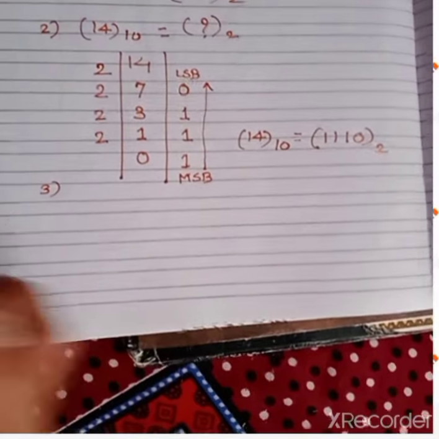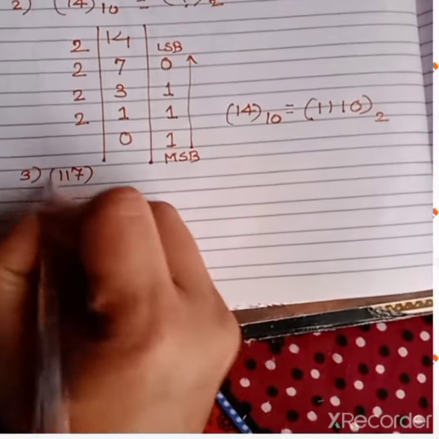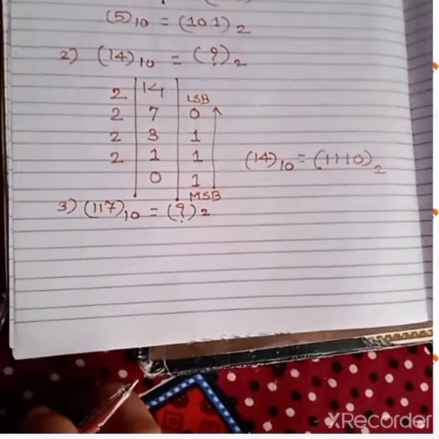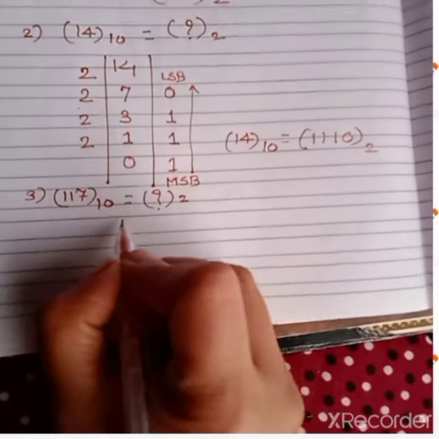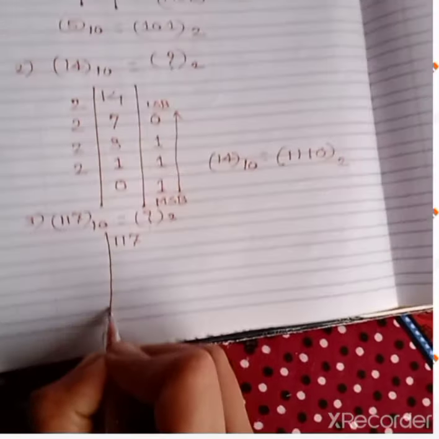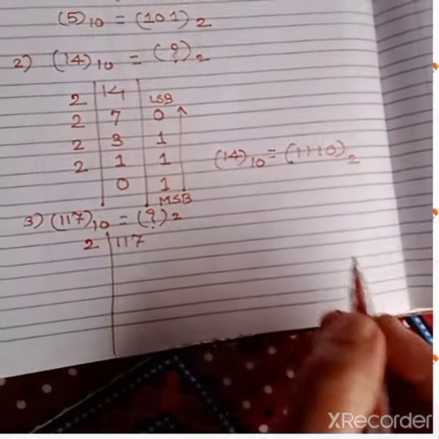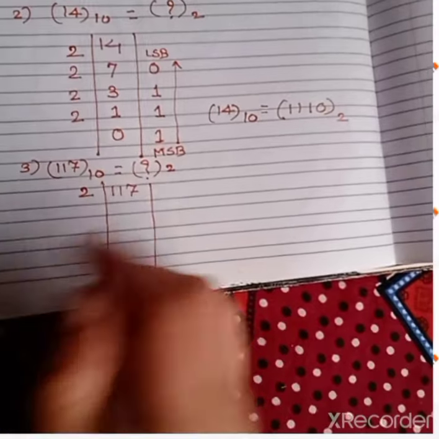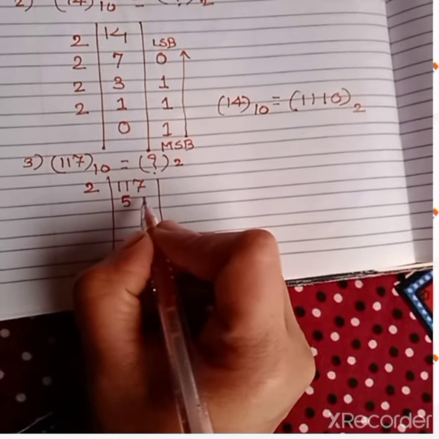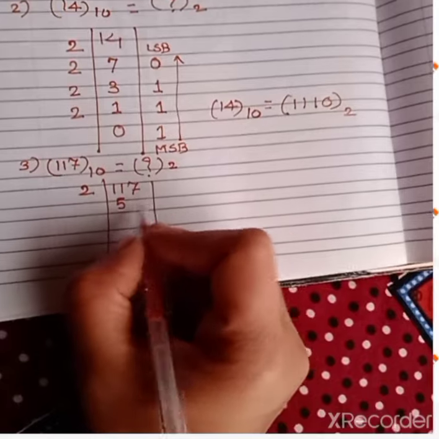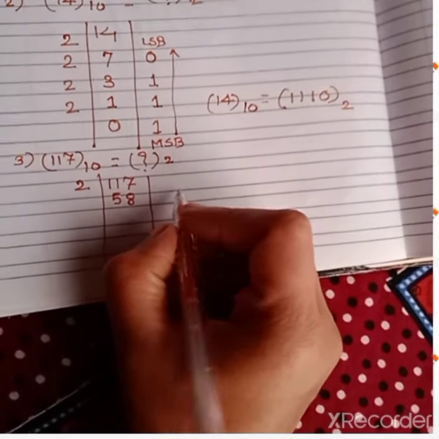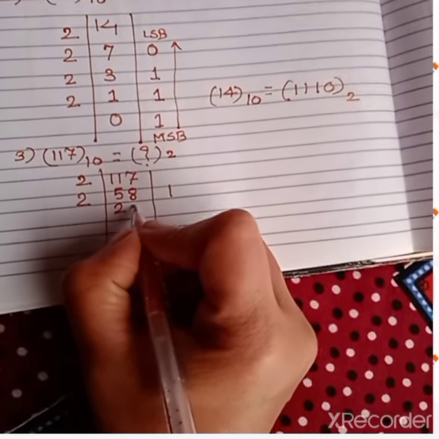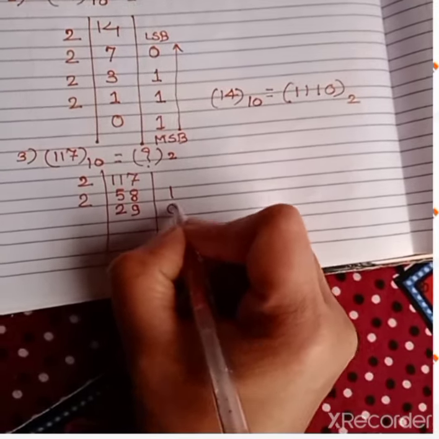Third one, 117 to the base 10. We have to find out binary equivalent. Two 5s are 10. 2 8s are 16. Remainder is 1. 2 2s are 4. 2 9s are 18. Remainder is 0.